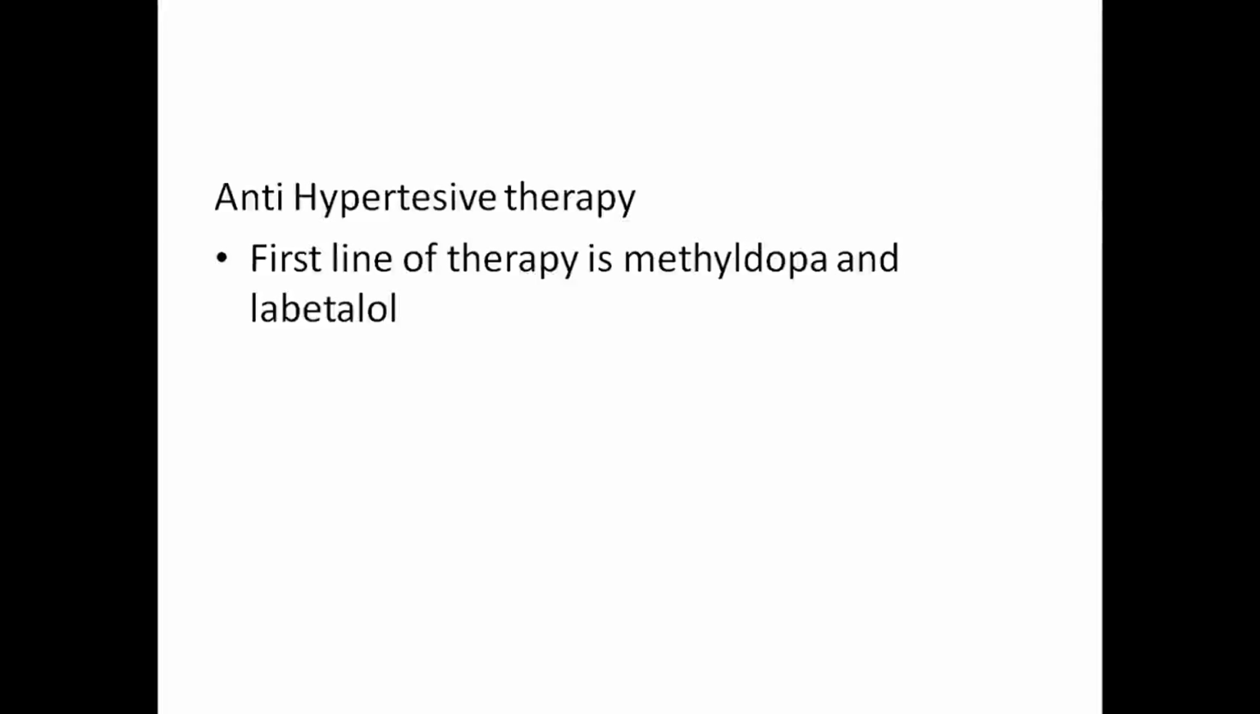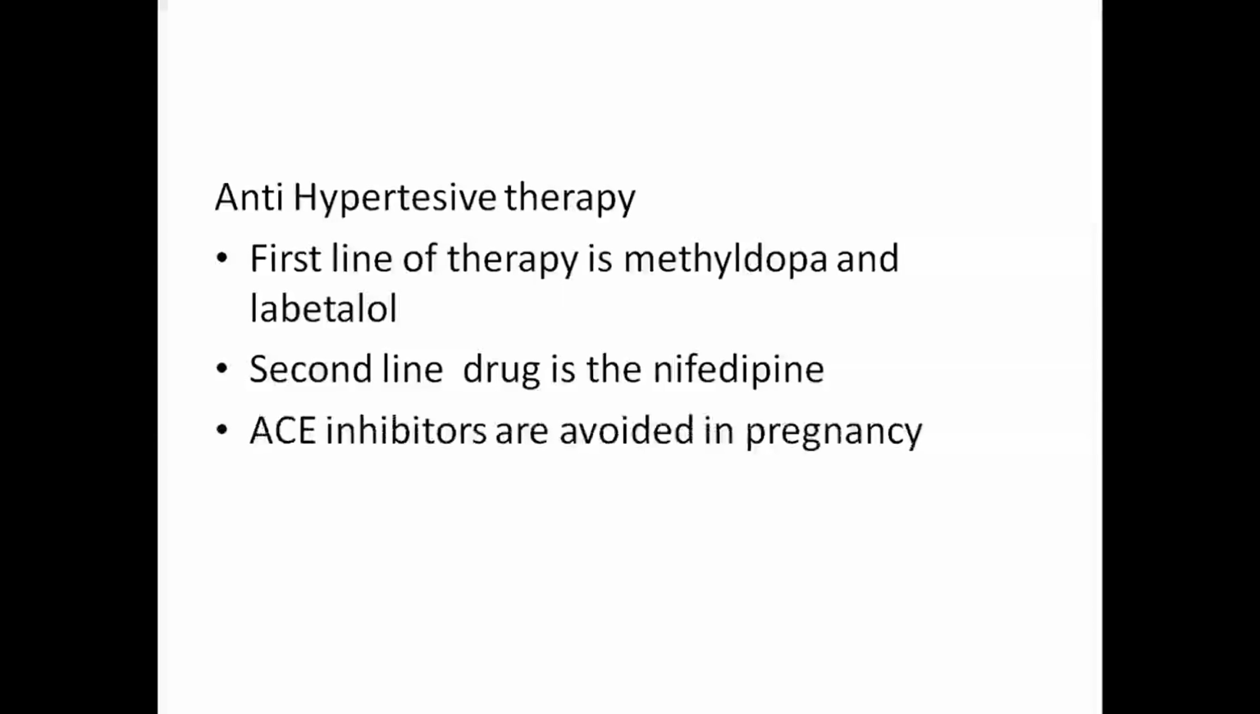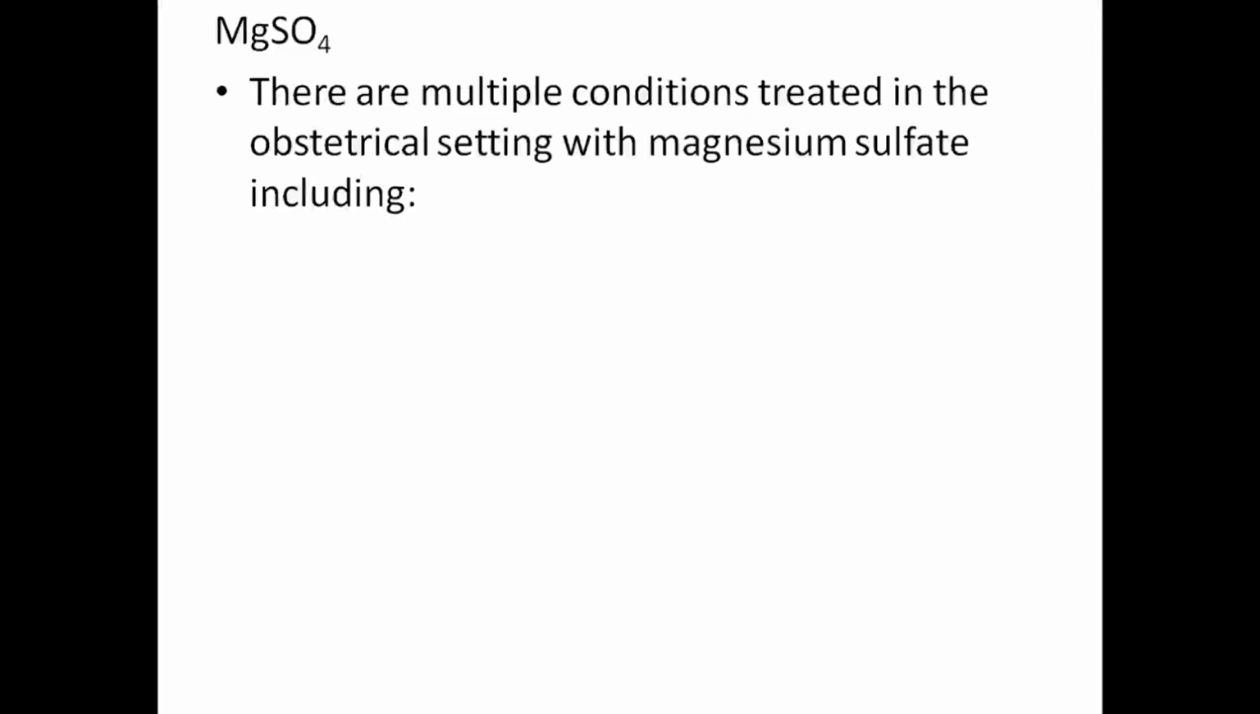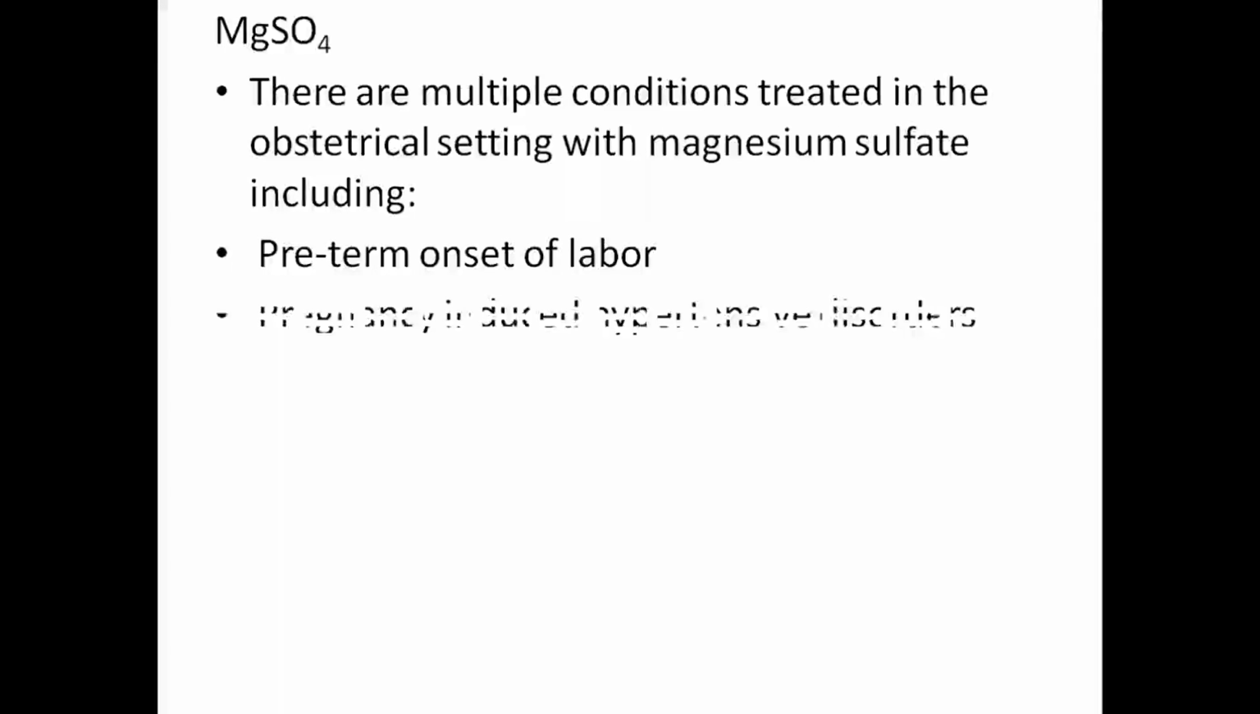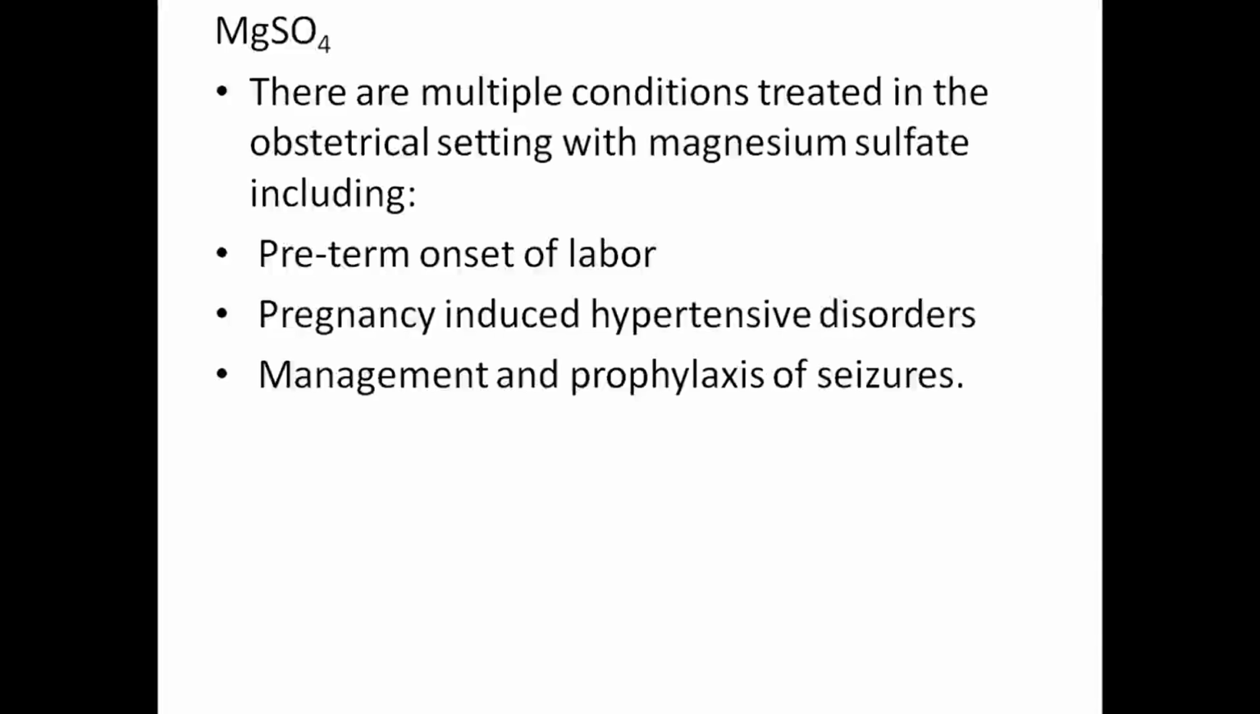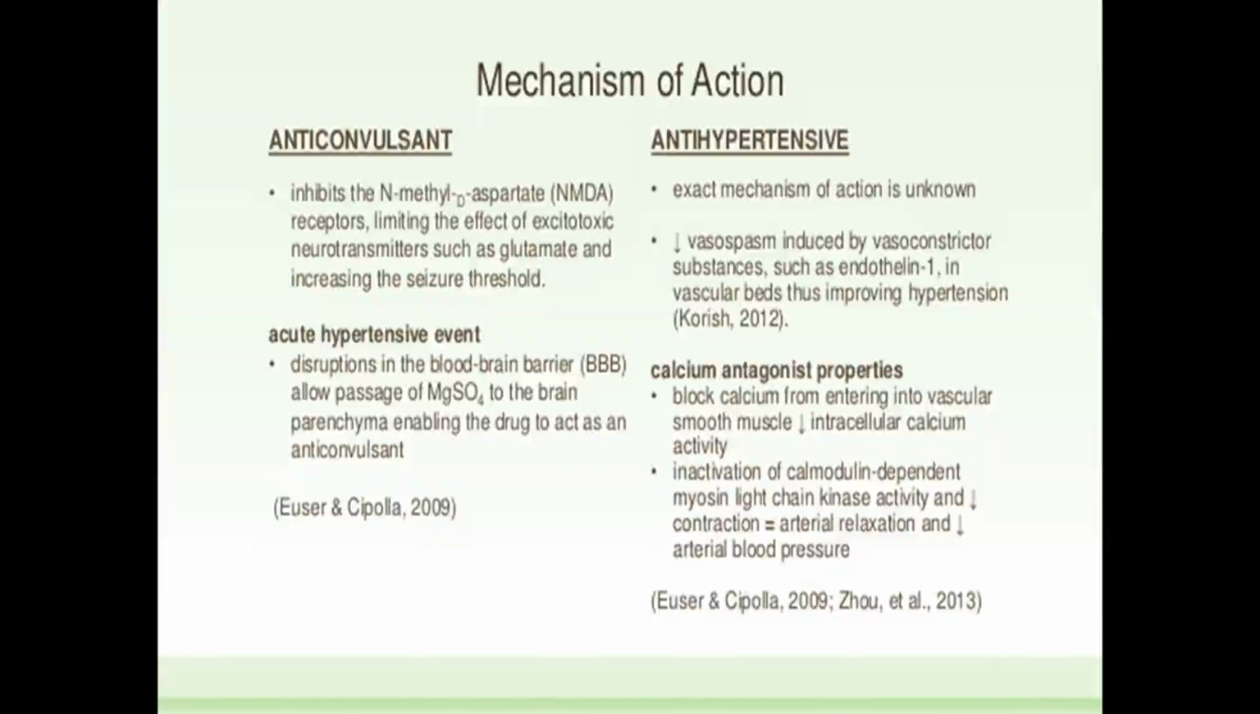Antihypertensive therapy. The first line therapy is methyldopa and labetalol, and the second line is nifedipine. ACE inhibitors are avoided in pregnancy. We can now see magnesium sulfate. Multiple conditions are treated in the obstetrical setting with magnesium sulfate, including preterm onset of labor, pregnancy-induced hypertensive disorders, and management and prophylaxis of seizures. Mechanism of action is anticonvulsant. At the same time, it has a small effect on hypertension, but its main action is anticonvulsant.